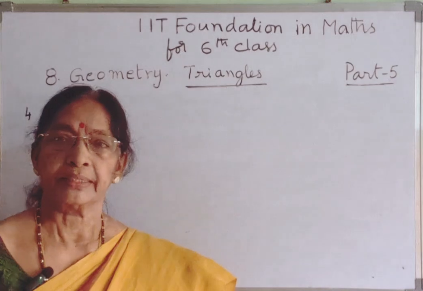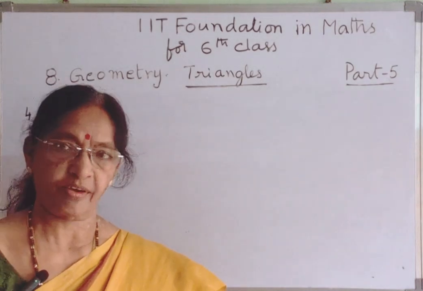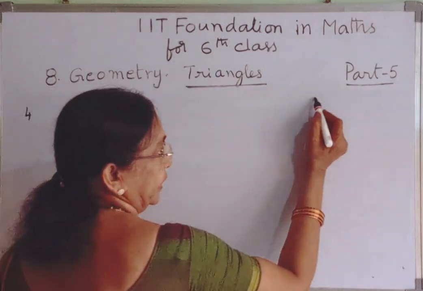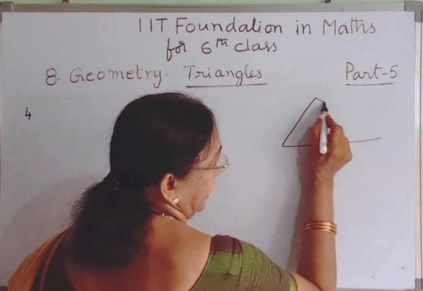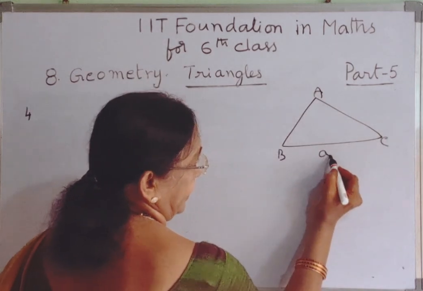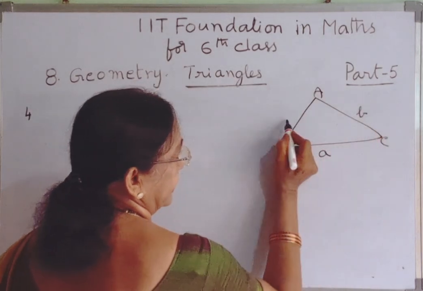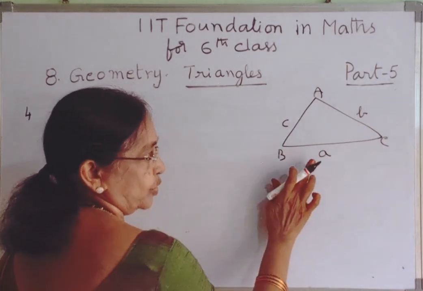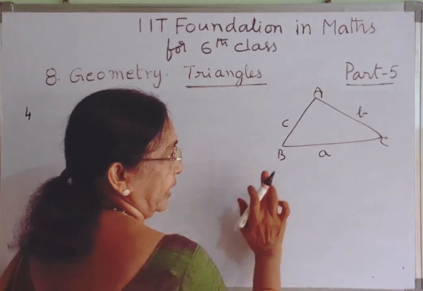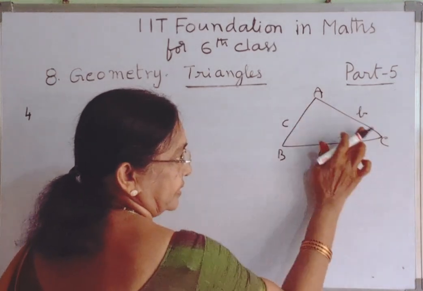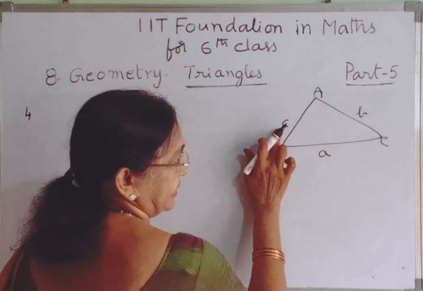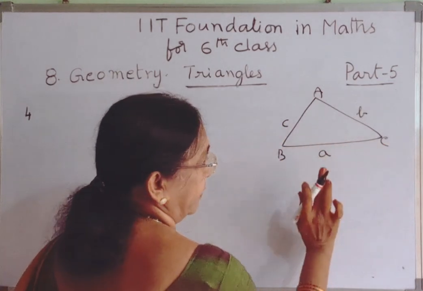Next, fourth point, the difference between any two sides of a triangle is less than the third side. Let us take a triangle, let it be ABC. So the sides are a, this is b and this is c. Small a represents the side opposite to the vertex capital A, b represents the side opposite to the vertex capital B, and small c represents the side opposite to the vertex capital C.